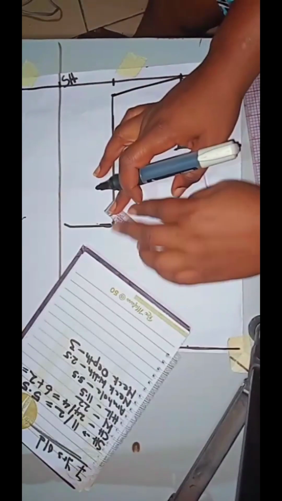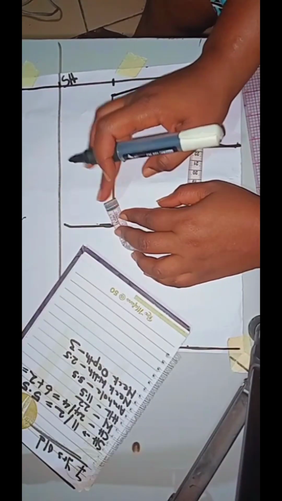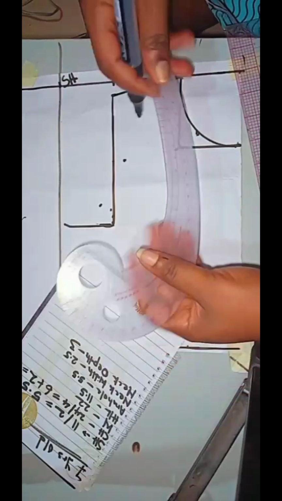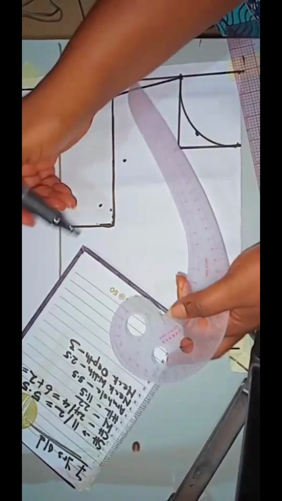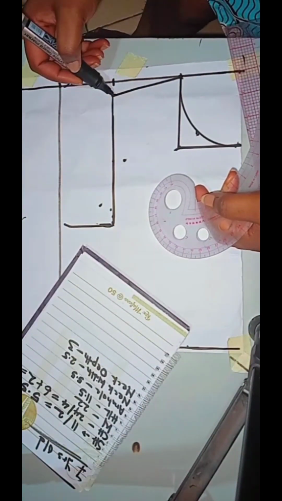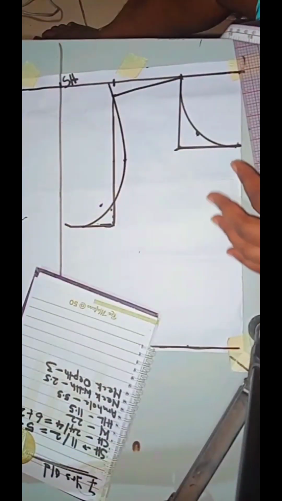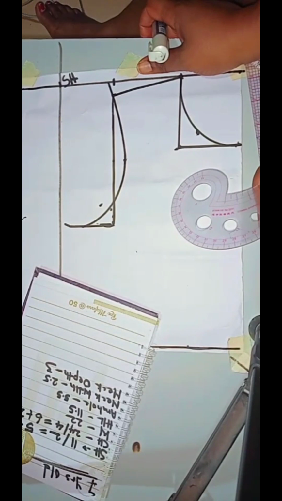Is that taken? To get a perfect armhole too, at this angle 90, you go up by 1 inch using, sorry, where is my curve? Using your curve, you're going to connect this point here up, and this is what we have, our armhole curve.